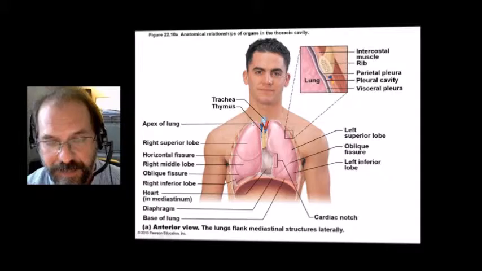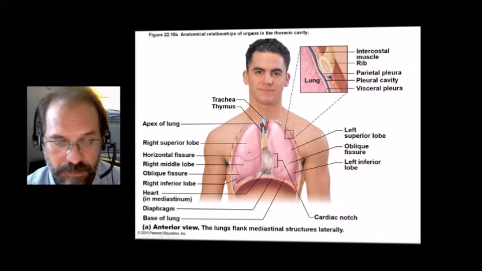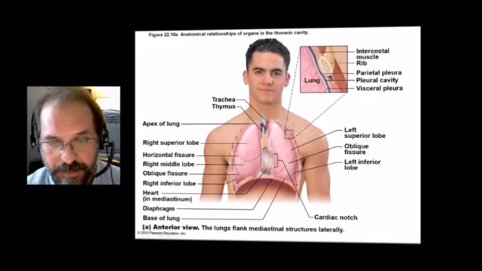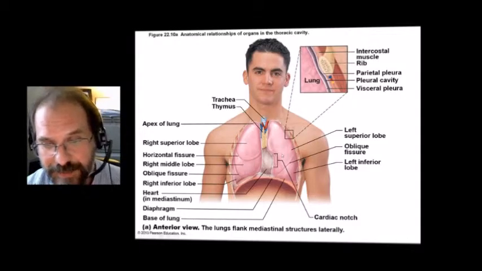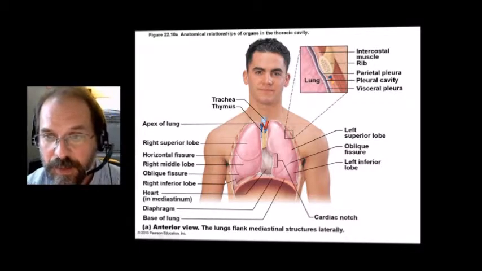beneath the clavicle. They're lateral to the mediastinum, and they're both contained within their membrane-bound compartment called the pleural cavity. And if we look up here at this call-out, we'll see the rib, and then these are the intercostal muscles, and then here we have the parietal pleural membrane, the pleural cavity, which would be filled with serous fluid, and we have the visceral pleural membrane.